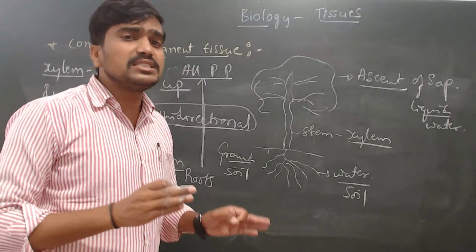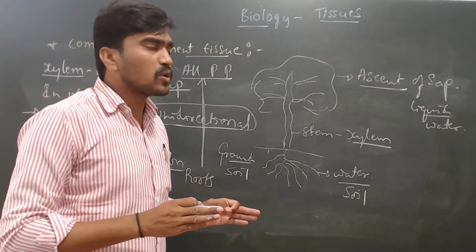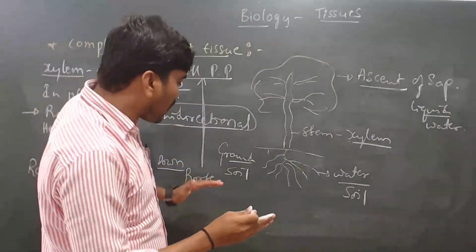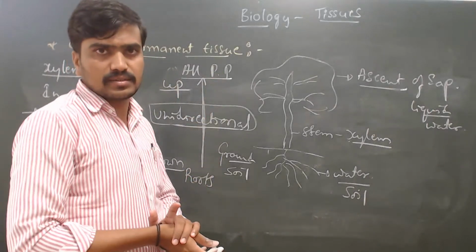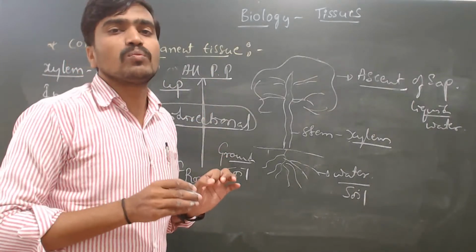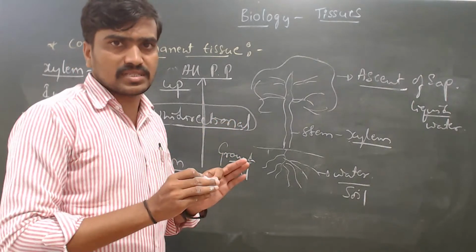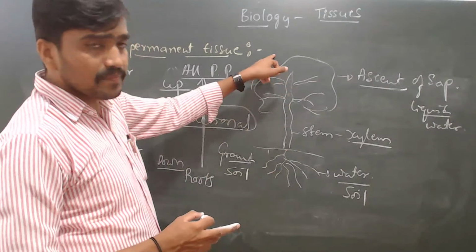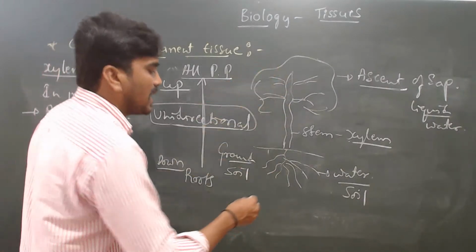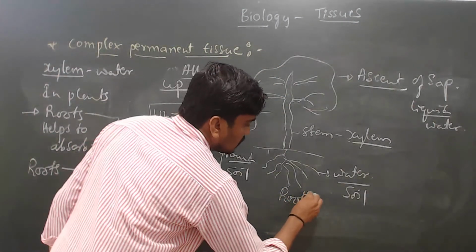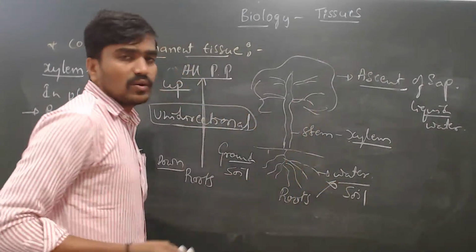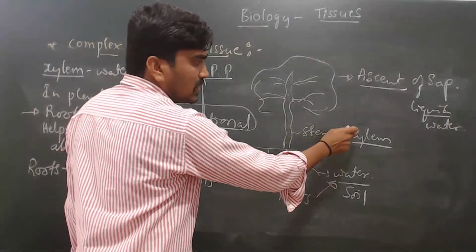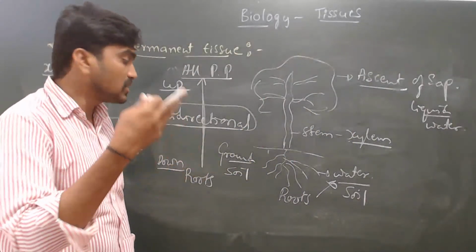Ascent of sap is a process. Which type of process? Upward movement of water and minerals from roots to all parts of the plant. Again I am telling, upward movement of water and minerals, which starts from roots to all parts of the plant. These are the roots that help to conduct the water. Then it is connected with the stem. That stem contains xylem, and that xylem contains four components.